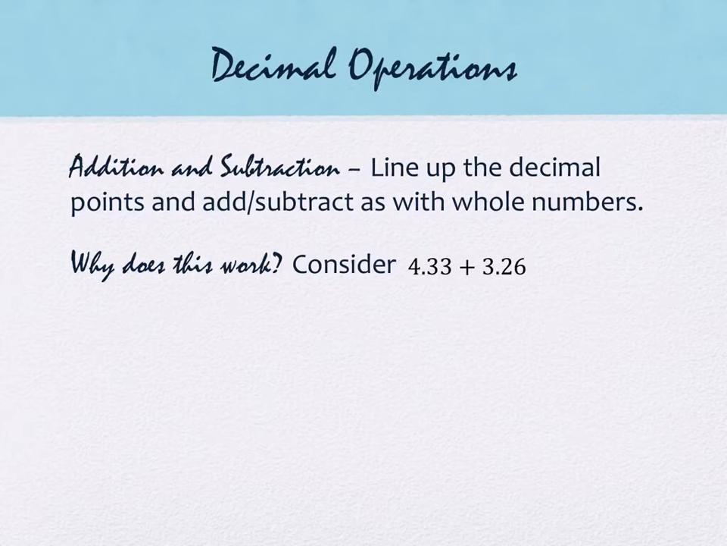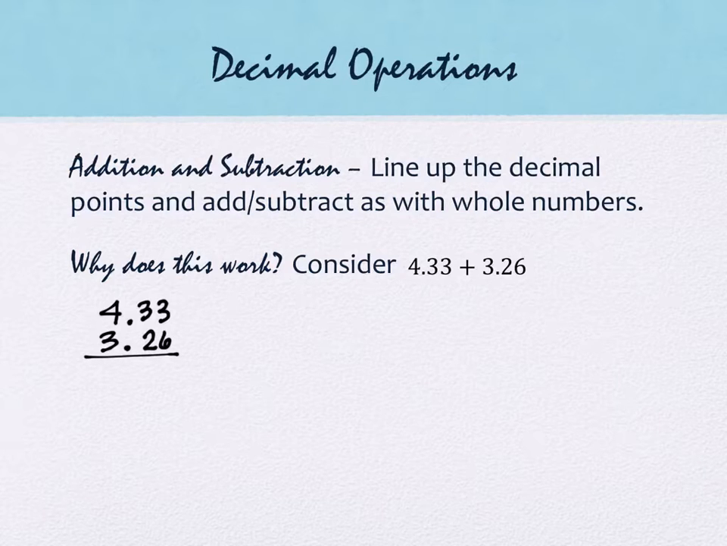So addition and subtraction works in the following way. We will line the decimal points up, and we will add and subtract as with whole numbers. And we're going to do that with the numbers 4 and 33 hundredths, plus 3 and 26 hundredths. And then we're going to talk about why we do what we do and why it works. So what we're being told is that we will line this up, meaning that the decimal points are in the same location, vertically.